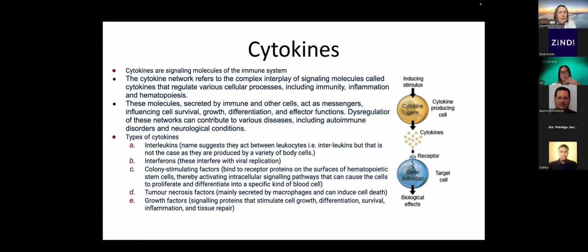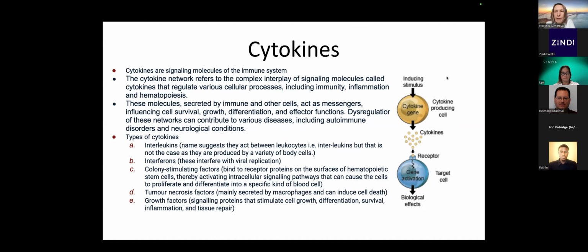But on a very simple level, cytokines are signaling molecules of the immune system. A network of cytokines actually has this complex interplay of signaling molecules that regulate various cellular processes. So immunity, inflammation, hematopoiesis, which means how blood cells are generated in our body. And these molecules are basically messengers. They influence cell survival, growth, differentiation, and different effector functions. Eric will talk a little bit about this. And dysregulation of these networks can contribute to various diseases. And this includes autoimmune and neurological conditions.